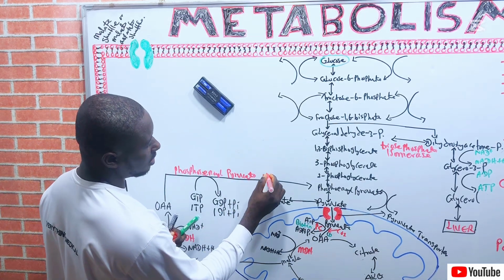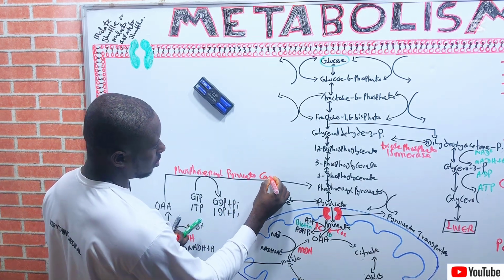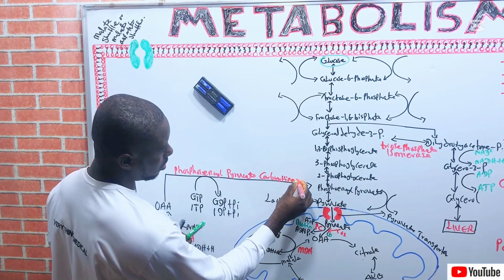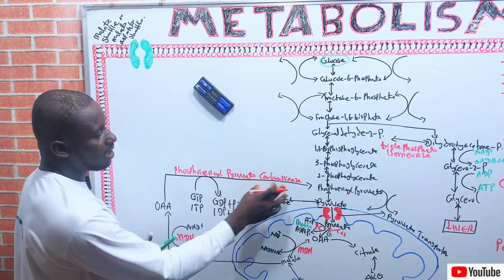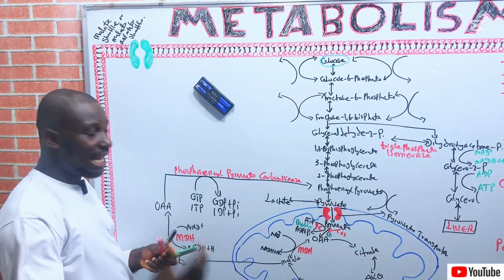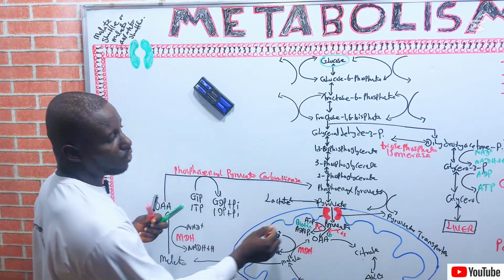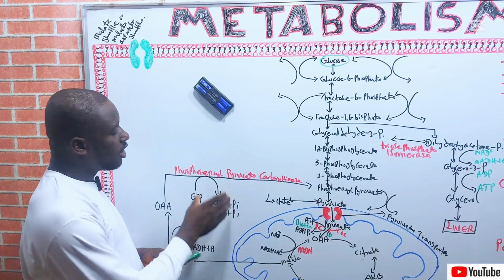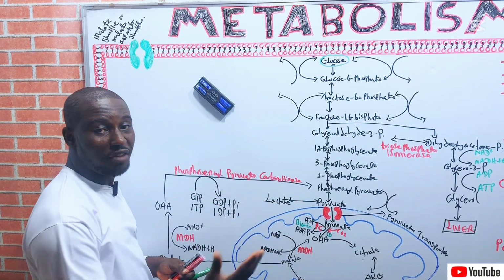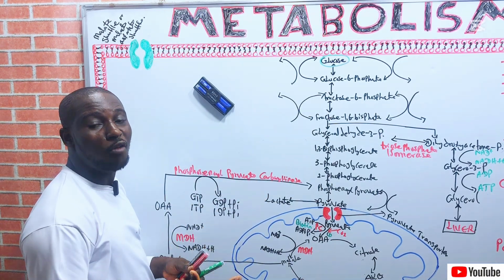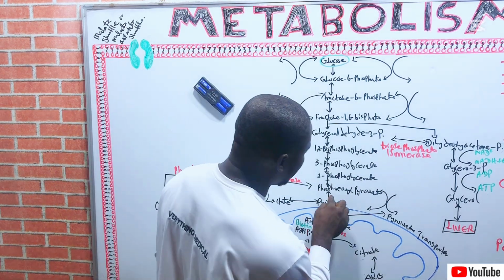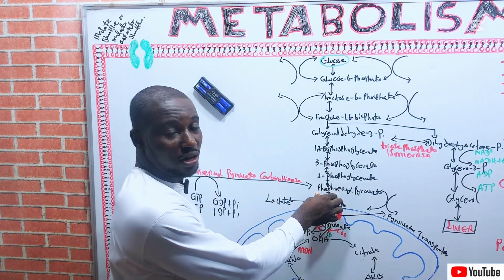Phosphoenol pyruvate carboxykinase will catalyze the conversion of oxaloacetate to phosphoenol pyruvate. That is why phosphoenol pyruvate carboxykinase circumvents step 9 of glycolysis, right? You can see here that this is step 9 of glycolysis, right?